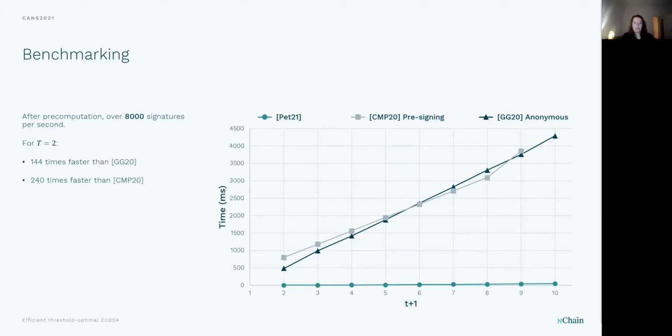Then in terms of the whole signing protocol, so both the pre-computation and the final non-interactive step, if we take the capital T to be equal to 2, so the number of signers needed to be present equal to 2, then we see that the scheme shown today is 144 times faster than the Gennaro scheme, and is 240 times faster than the scheme with Canetti and collaborators. And then we see the higher the threshold gets, the more efficient it is compared to the other two schemes.